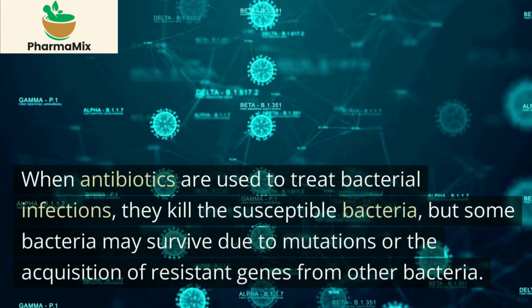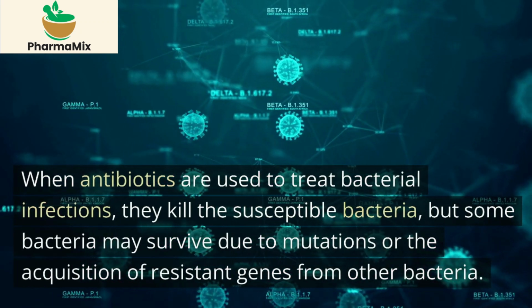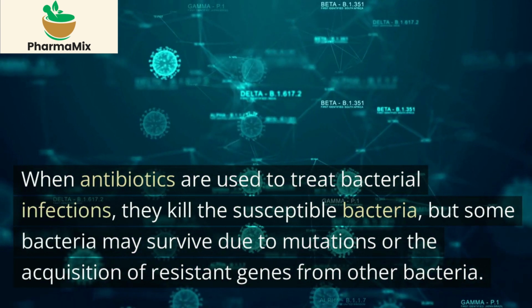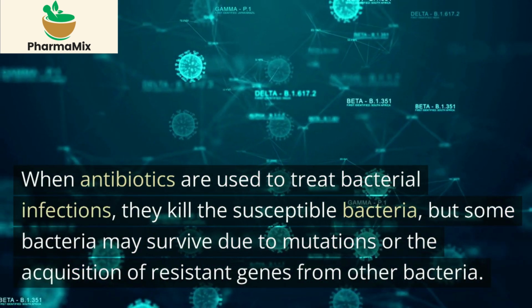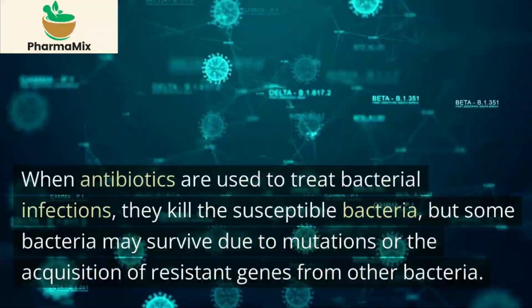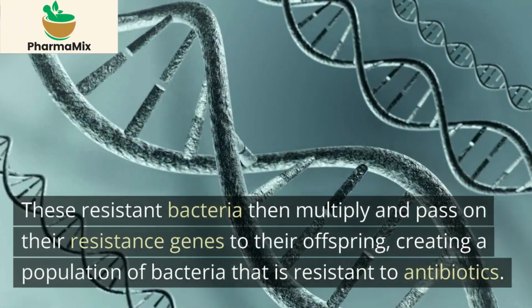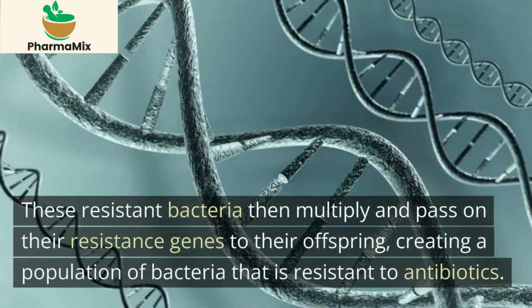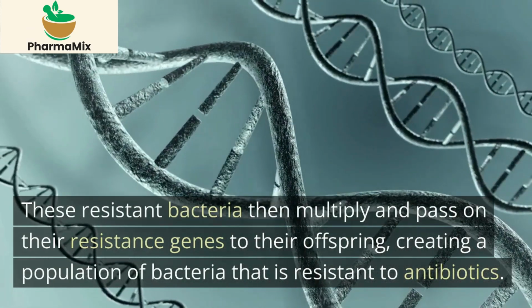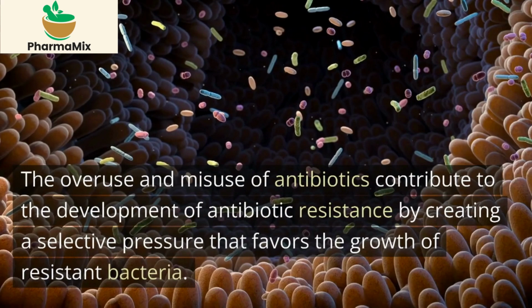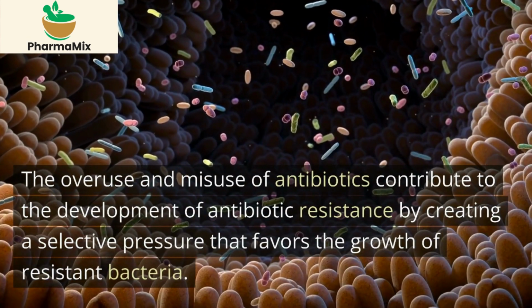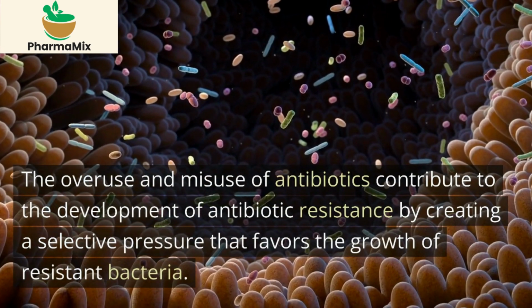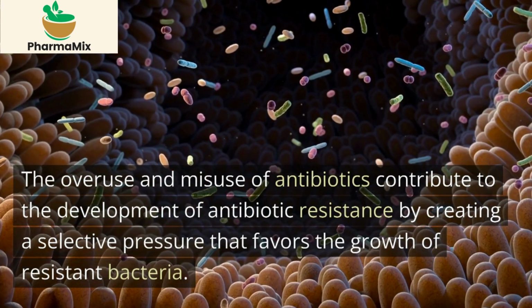When antibiotics are used to treat bacterial infections, they kill the susceptible bacteria, but some bacteria may survive due to mutations or the acquisition of resistant genes from other bacteria. These resistant bacteria then multiply and pass on their resistance genes to their offspring, creating a population of bacteria that is resistant to antibiotics. The overuse and misuse of antibiotics contribute to the development of antibiotic resistance by creating a selective pressure that favors the growth of resistant bacteria.